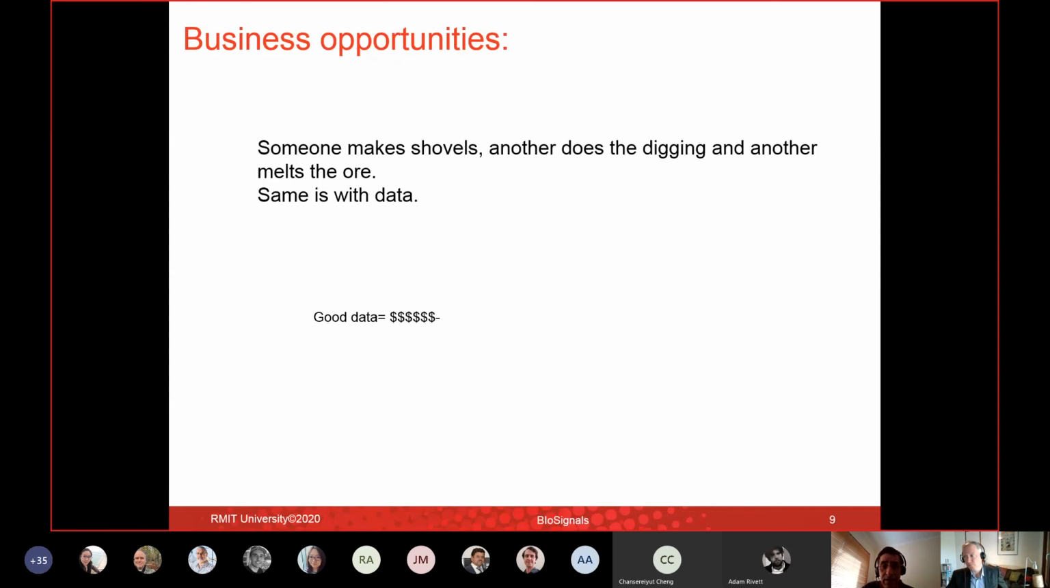But there are also business opportunities. Someone makes a shovel, another one does the digging, and then someone makes the actual iron. Same as with the data. Just because we've got the data does not mean that we can do everything out of that. If we spread it around and let people use it who do not have the data, then it's good dollars. Next slide, please.